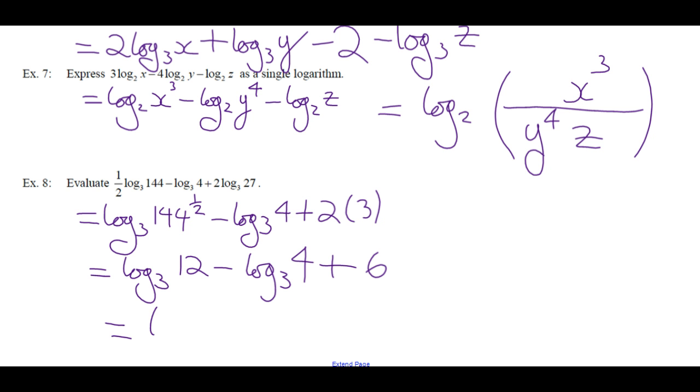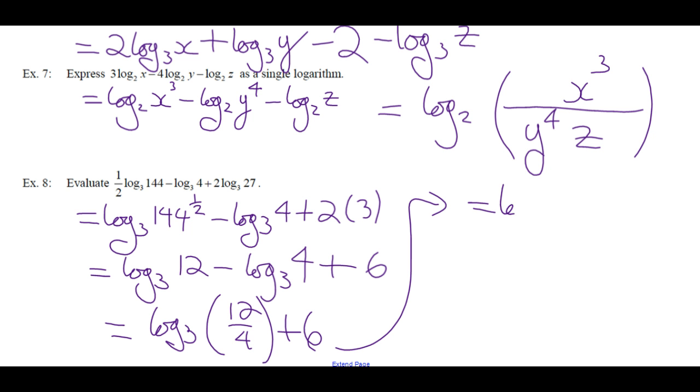And that's equal to log base 3 of what? 12 over 4, right? Which is equal to log base 3 of? Which is equal to?